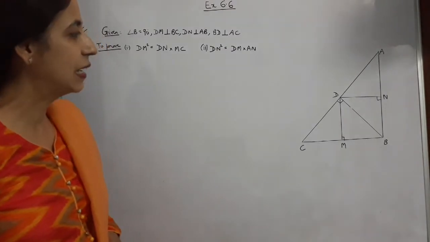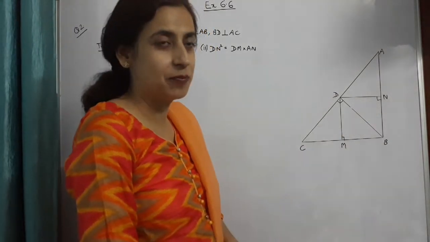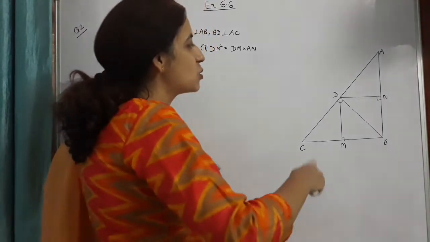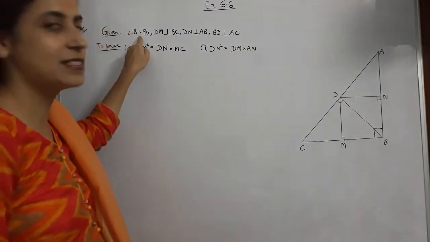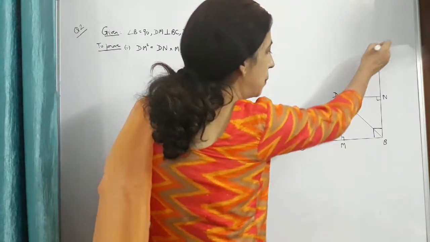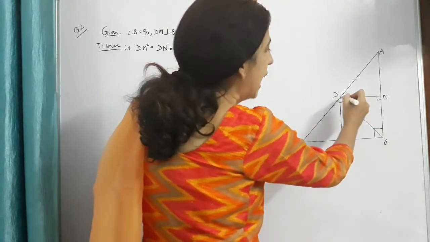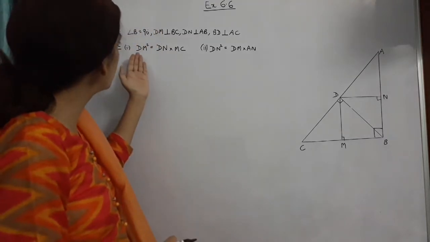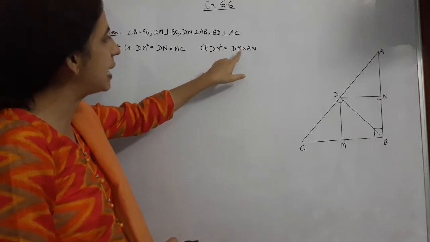In the second question, D is a point on hypotenuse AC of triangle ABC. It means that AC is the hypotenuse. If AC is the hypotenuse, so the angle opposite to it would be of measure 90 degrees. So angle B is equal to 90 degrees. What else is given to us in this question? BD is perpendicular to AC is given to us. DM is perpendicular to BC and DN is perpendicular to AB. All this is given to us. And we have to prove that DM square is equal to DN into MC or DN square is DM into AN.